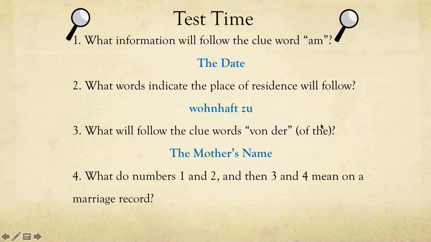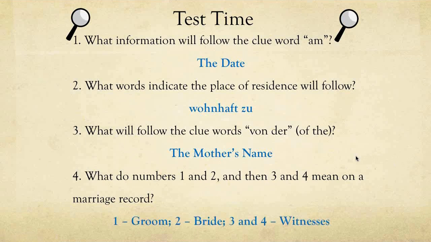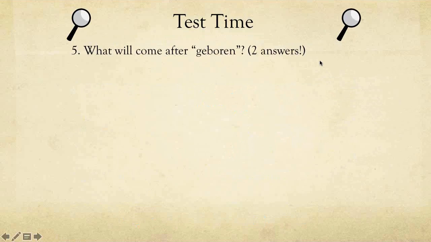All right, this one I think most of you can get. What does the number 1 mean on a marriage certificate? Yeah, they got that. Groom. Perfect. And what about the number 2? Number 2 is bride. Wonderful. And then 3 and 4? And they're saying witnesses. Wonderful, wonderful. Very good. All right, we have 4 more questions. Let's see how you can do. You're very much impressing me so far.